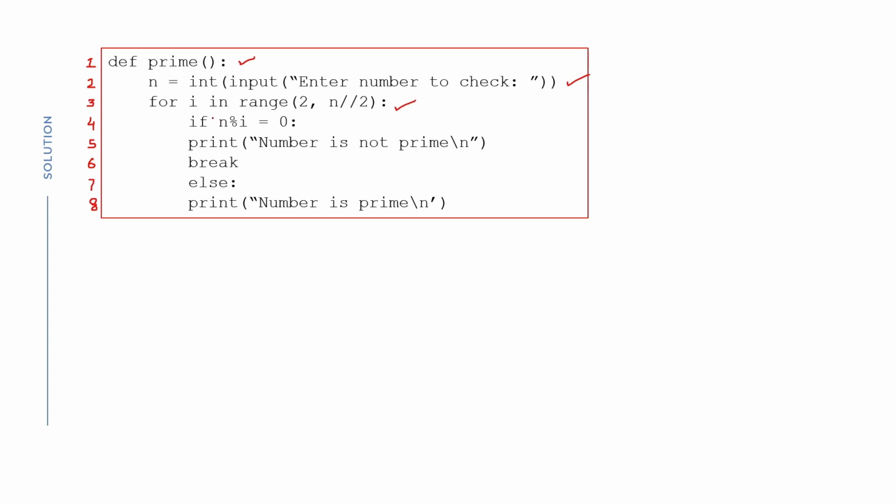Now in line number 4, if n % i = 0, this one is incorrect. Why is it incorrect? Because whenever you write a conditional statement, तो उसमें एक assignment operator नहीं आता, आपको क्या आता है, conditional statement आती है. Hence for this one, this should be the underlined part.